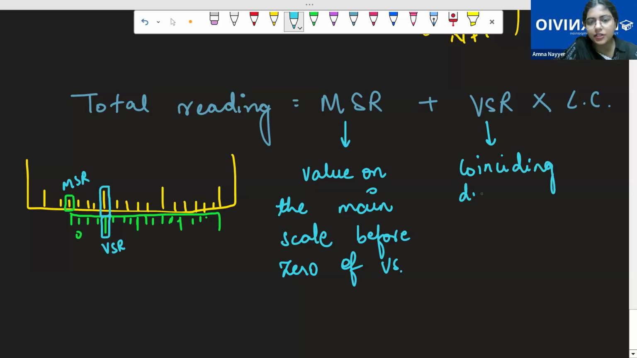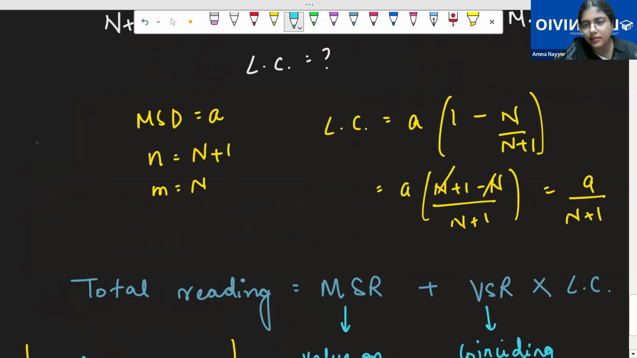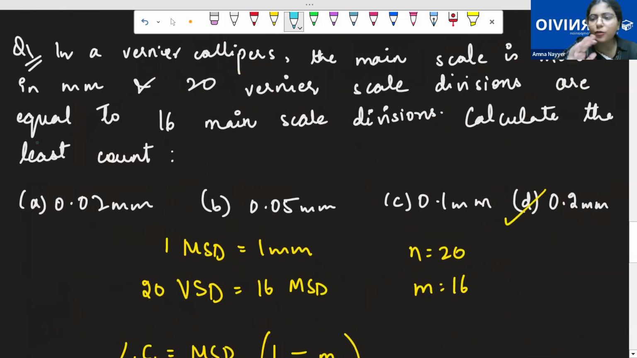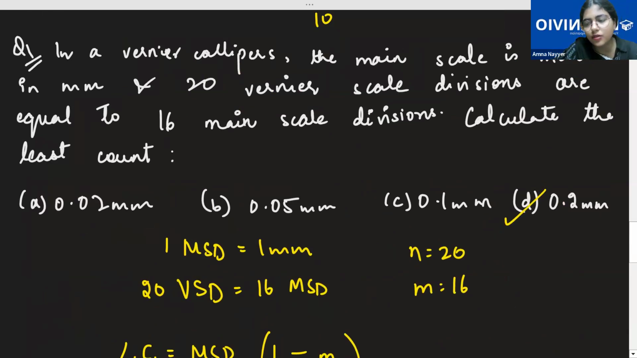Coinciding division of Vernier. Okay Maha, just one question based on this I'll tell you, and I'll give you an assignment based on it. Lots of questions have come from Vernier calipers, that's why I discussed this topic with you. One question we'll discuss, and then I'll just brief you about screw gauge. Now understanding will be easier for you. Have you understood till here, Maha?